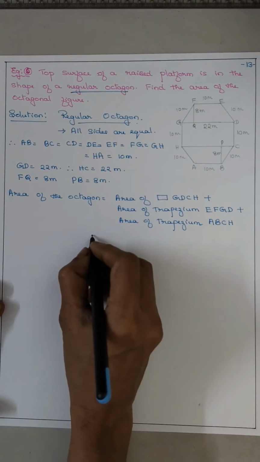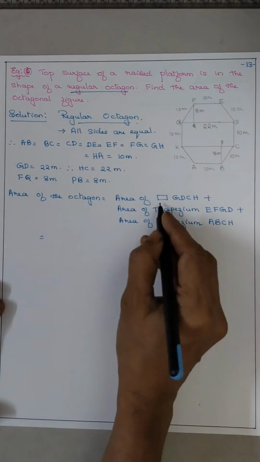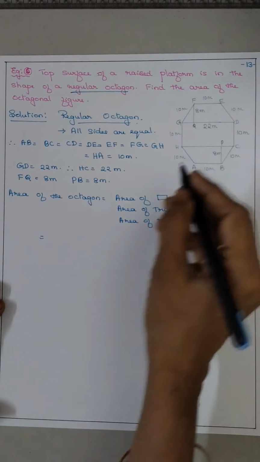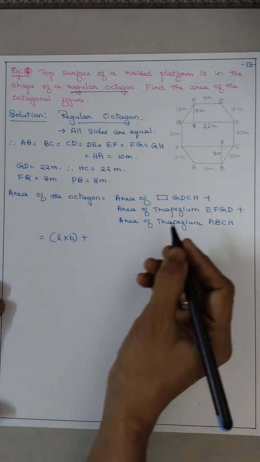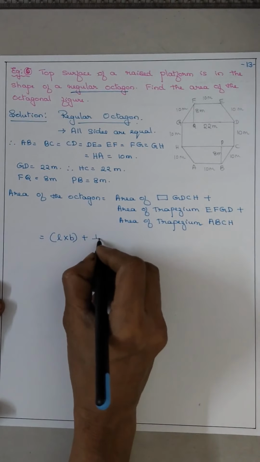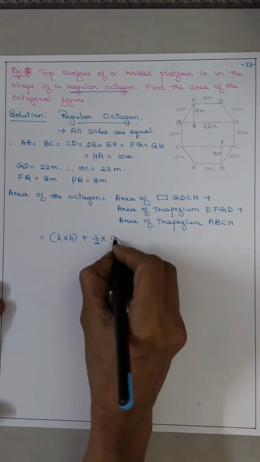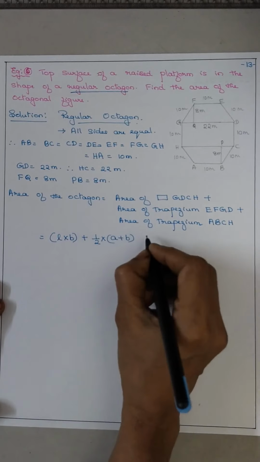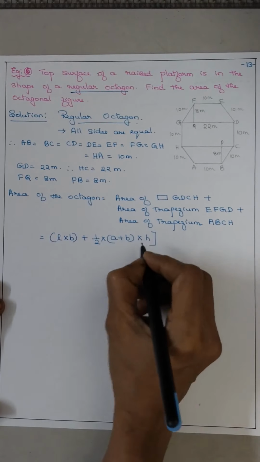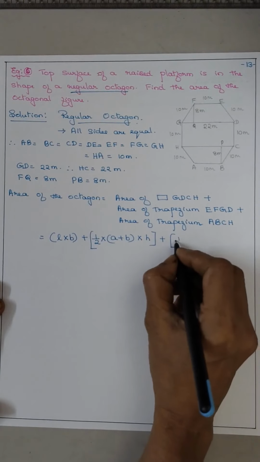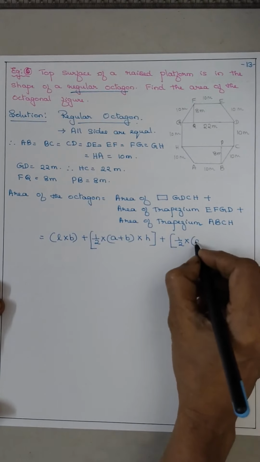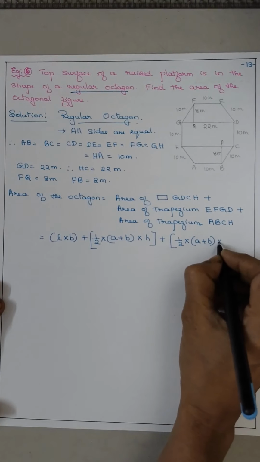So write the formula now. The rectangle formula is length into breadth. Area of trapezium is half into A plus B into height. And the second trapezium also half into A plus B into height.